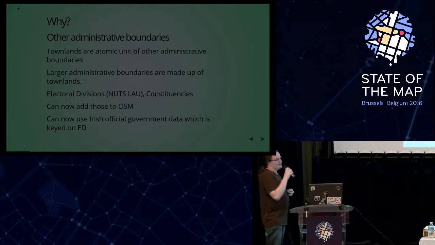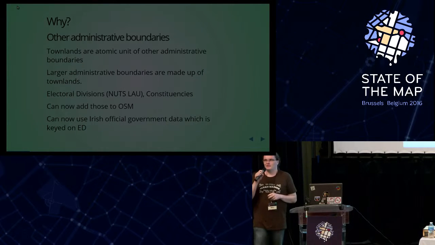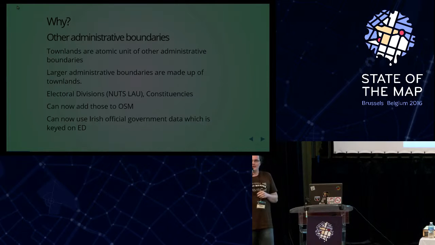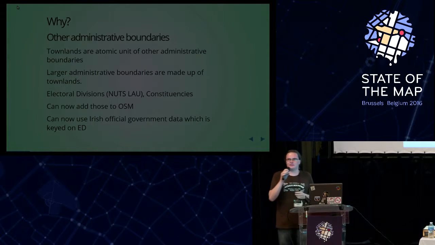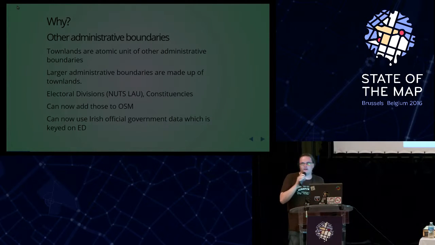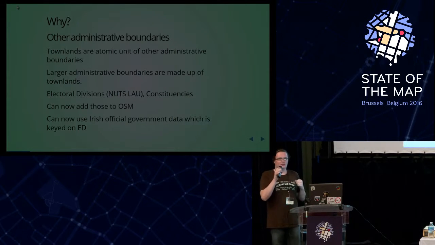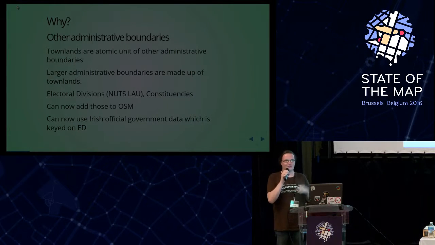Another reason to map them is they're the lowest level, as I said, of Ireland's administrative hierarchy. So it means other admin boundaries are made up of them, both legally, so the constituency of whatever is based on townlands, and now we can map constituency boundaries and things like that. Electoral divisions are used by the European Statistics Agency, so we can now use that data. A lot of Irish government open data, they'll open things, but they won't open the geographic data. So they'll open census results keyed off EDs, but you need to know where the EDs are.